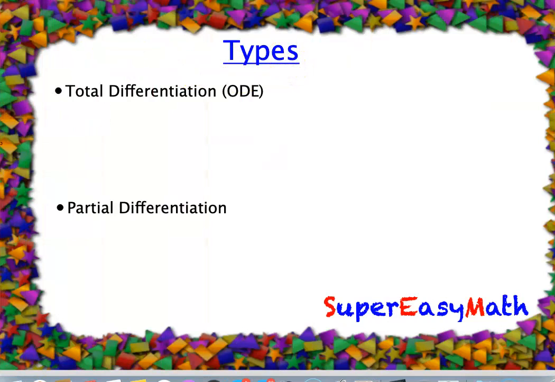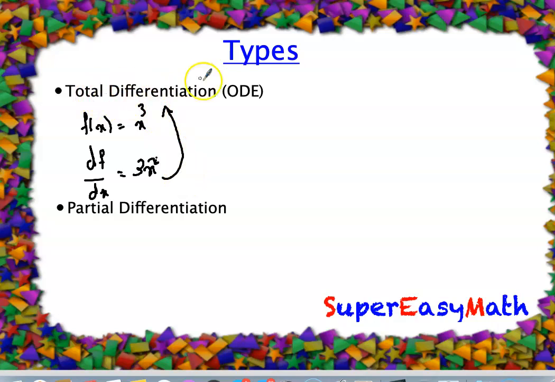Types of differential equations. We have total differentiation, or what we call ordinary differential equation, or partial differentiation. But what is the difference between these two? Suppose that we have f(x) = x cubed, and you were asked to find the derivative of f. So you will write df/dx = 3x squared. So this is called a total differentiation. We have only one variable, so we call it total differentiation or ODE, ordinary differential equation.